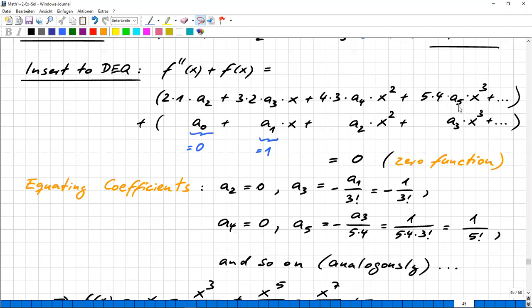And next here, a5, that's the same. Again, we found out that a3 is this expression. We could insert it here, or let's do it this way. I can isolate a5 when I say this combination of coefficients must be 0. I can isolate a5, and what I get is a5 must be equal to negative a3 divided by 5 times 4. And now inserting a3, which is negative 1 over 3 factorial, I get 1 over 5 times 4 times 3 factorial.